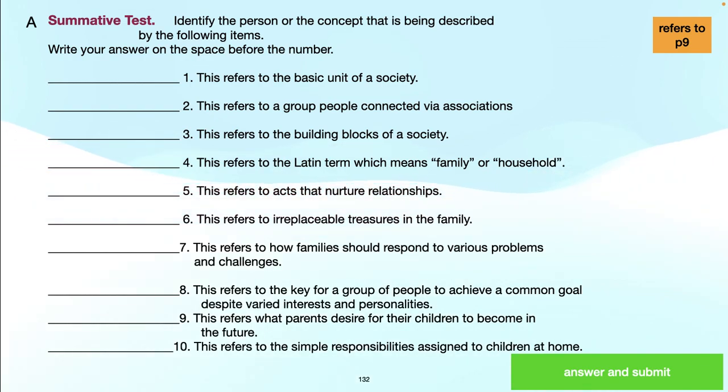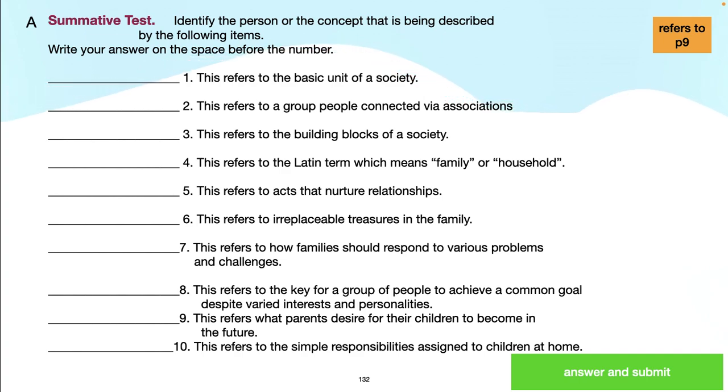3, this refers to the building blocks of a society. So the number 1 was the basic unit of society, and 3 refers to the building blocks of a society, as it were. 4, this refers to the Latin term which means family or household. 5, this refers to acts that nurture relationships. 6, this refers to irreplaceable treasures in the family.